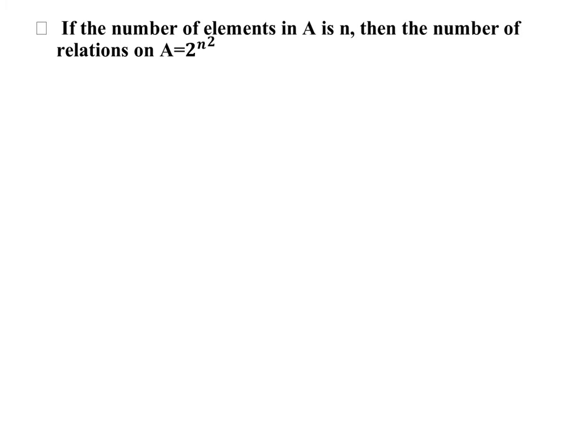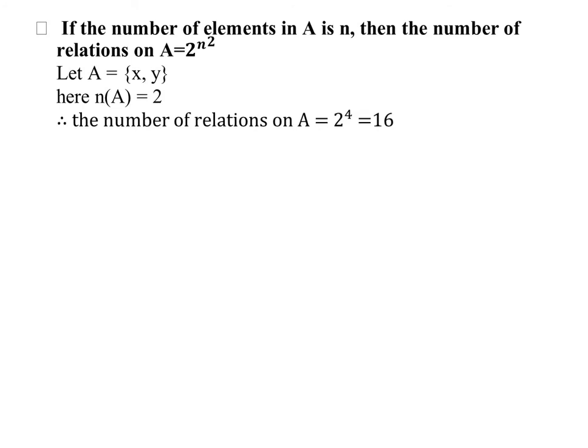If the number of elements in set A is n, then the number of relations on set A is equal to 2 raised to n squared. Okay. Let A is equal to {x, y}, then n(A) is equal to 2. Here two elements, x and y. Therefore, the number of relations on set A is equal to 2 raised to 4. Why 2 raised to 4? Here the formula for the number of relations is 2 raised to n squared, but here n is equal to 2. That means 2 raised to 2 squared.